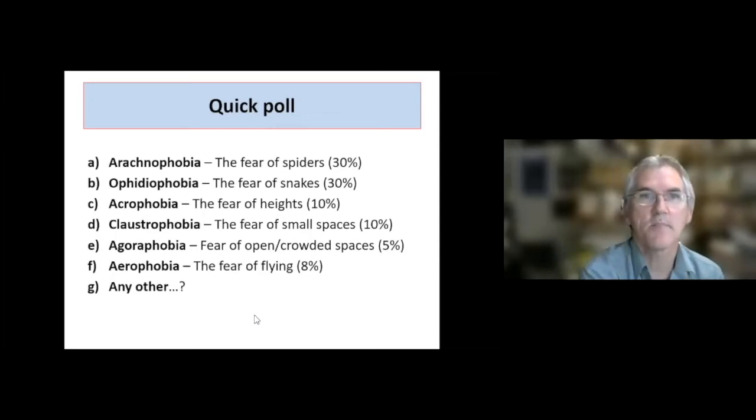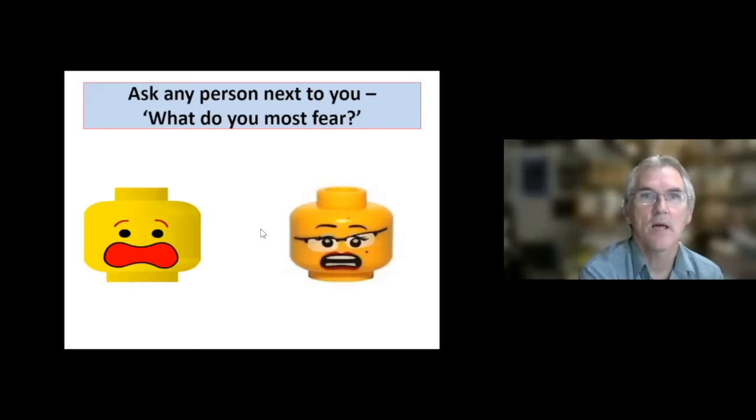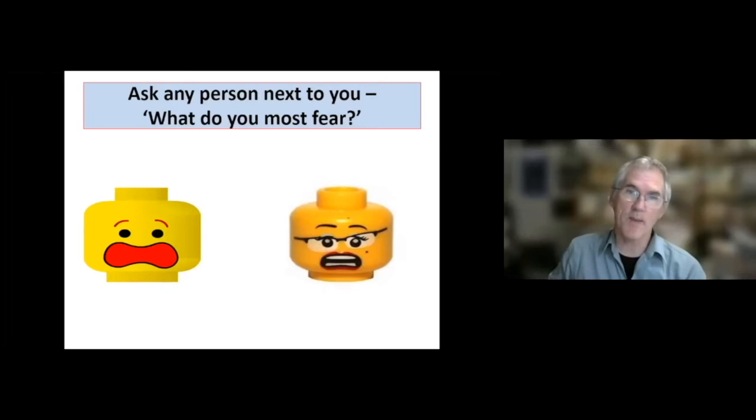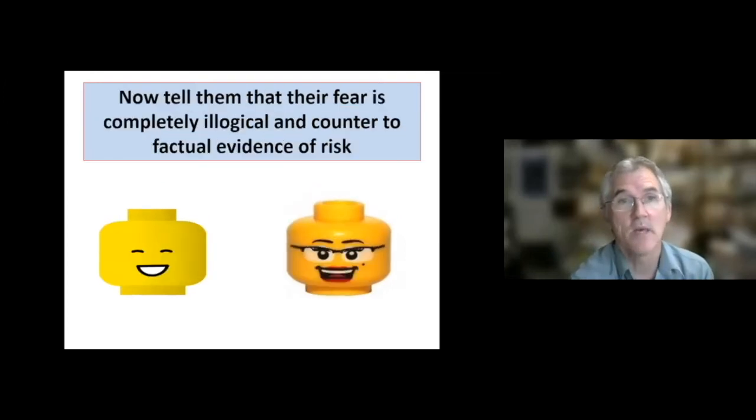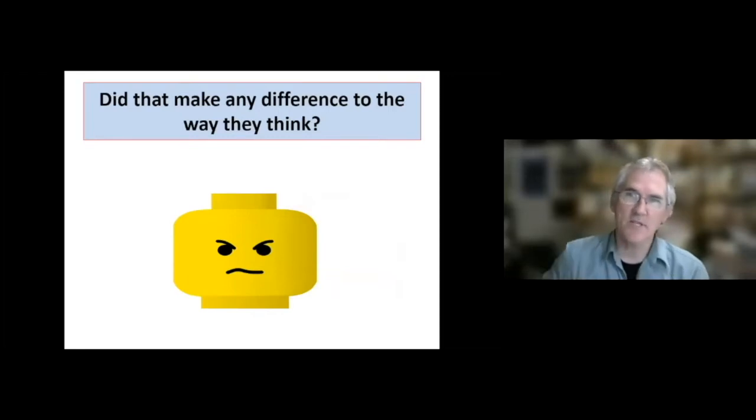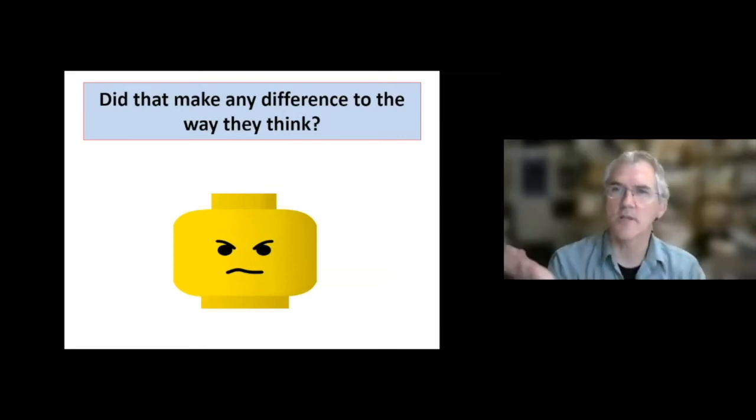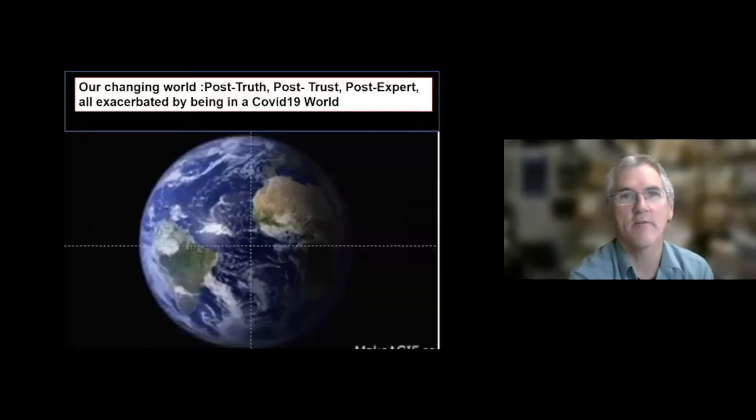So let's jump into the next slide. If you were to ask anybody sitting near you, or think about when you're talking about a phobia, and you ask a person, what do they most fear? And in these cases, you've given me your answers. If I was to tell you that your fear is completely illogical and counter to any factual evidence, would that make any difference to the way you think? Undoubtedly not. Telling someone that the fear of snakes is irrational won't make them less afraid of snakes. Telling someone that fear of flying isn't as dangerous as they think it is does very little, if nothing, to make them less afraid of flying. So clearly when it comes to the emotion and the facts, we are hardwired for the emotions to take over.